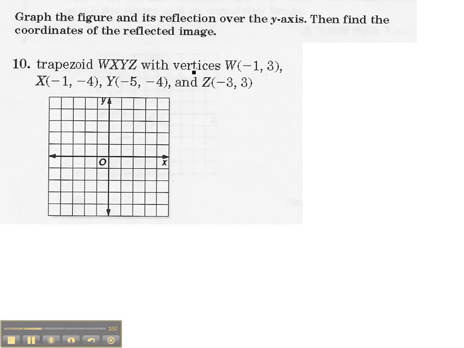Trapezoid WXYZ. Vertices are at -1, 3. Remember, x is always the first coordinate, y is the second coordinate. So starting at the origin, -1, x would be 1 to the left, and then 3y would be up 3. So this is vertex W. Vertex X is at -1 in x, so 1 to the left, and -4 in y, so 1, 2, 3, 4 down.